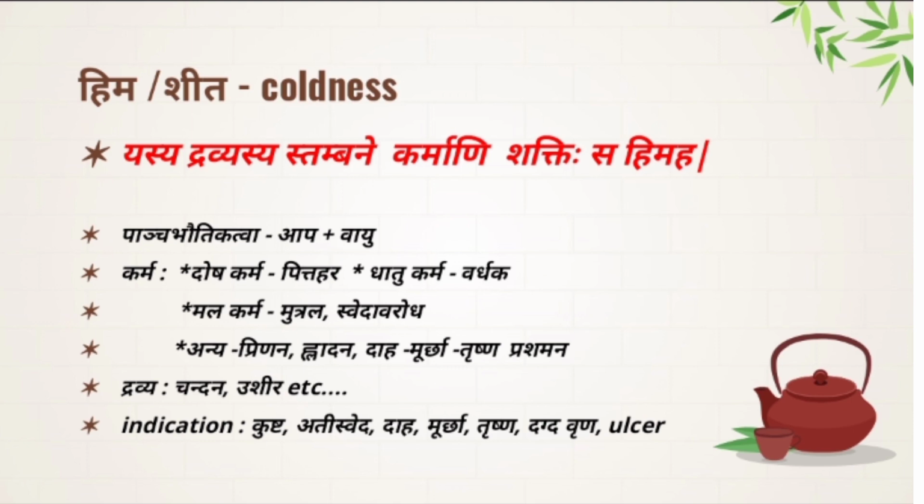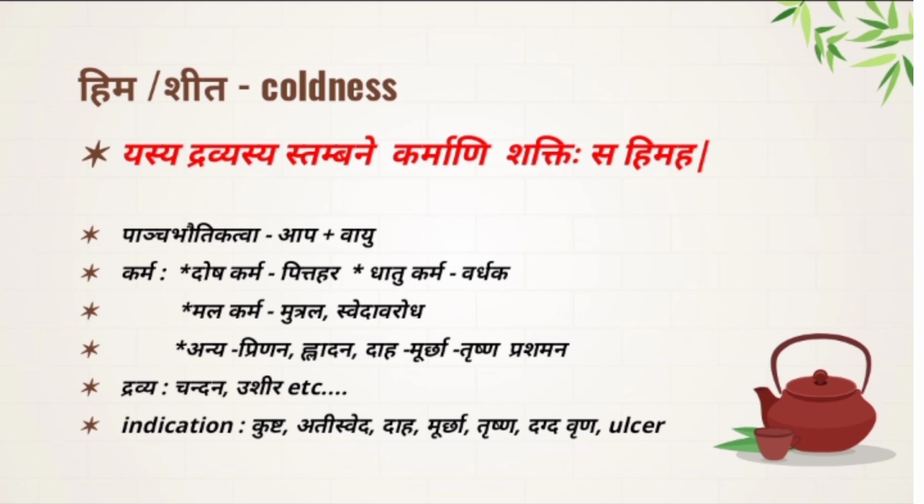Next is Hima or Shita, that is coldness. Yasya Dravyasya Stambhane Karmani Shaktihi Sa Himaha. So what is Hima? The one which obstructs and imparts coldness to the body is nothing but the Hima Guna. What is the Panchabhautikatva? Aap and Vayu Mahabhuta. So what karma does this Hima Guna do to our body?